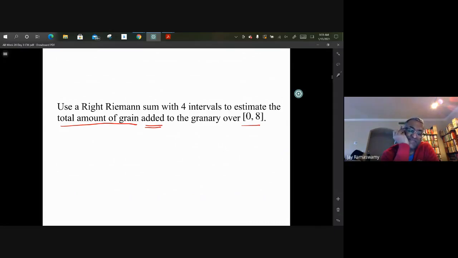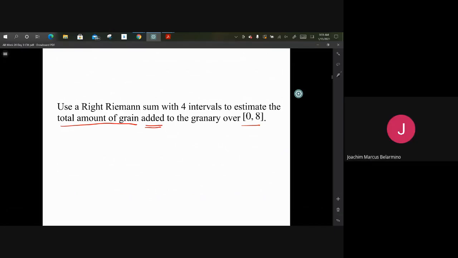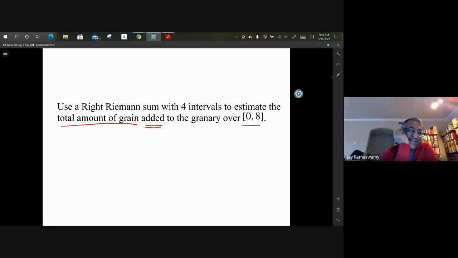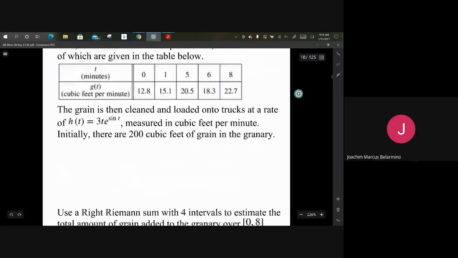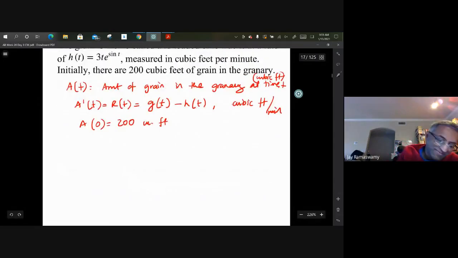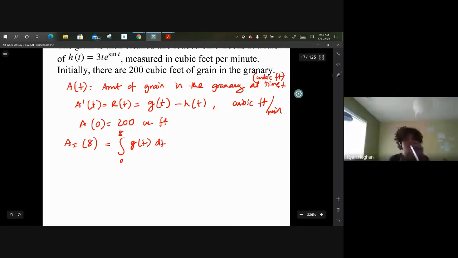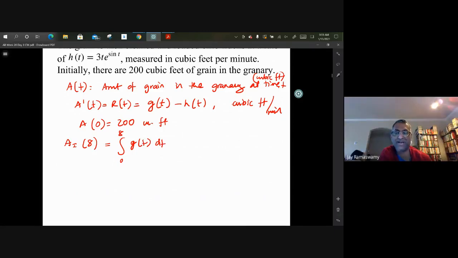So what are they asking for? Amount in. So what will give you amount in? The integral of G of T. G of T is the rate in function. Everybody okay there? So we want the amount in function at 8. Is that the integral from 0 to 8 of G of T dt? Is everybody okay there? Yes. Please master that idea. If you integrate the rate in, it gives you amount in. If you integrate rate out, it'll give you amount out.